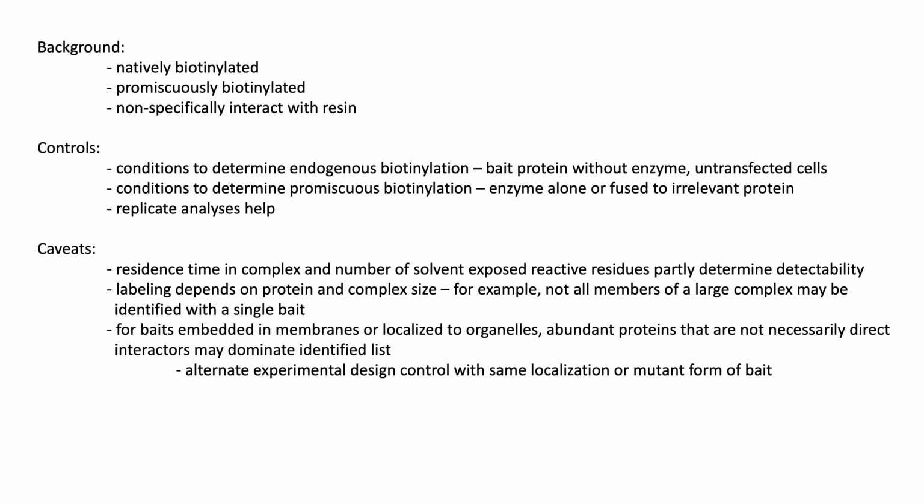So because of these proteins that contribute to the background, controls are very important. Controls to determine endogenous biotinylation, such as the bait protein without addition of the enzyme or untransfected cells, are often useful. Controls of the conditions that look at promiscuous biotinylation are also helpful. In this case, that would be just the enzyme alone, or it fused to an irrelevant protein that's unrelated to what you're studying. And furthermore, replicate analyses really help. These background proteins are going to tend to be low or randomly present, so that when doing replicate experiments, true interactors should come out time and time again.